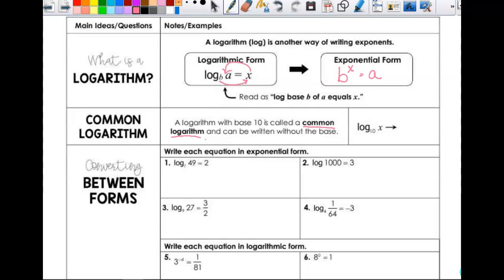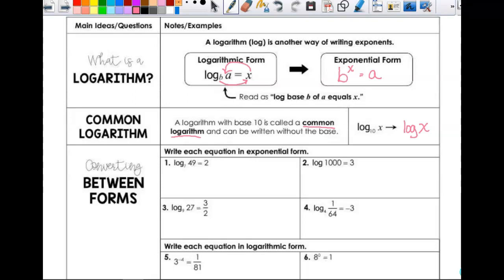So here, if you look at this one, you have log base 7 of 49. So here, log base 10 of x is really just log of x. You leave the 10 off. It's kind of like having a 1 in front of a variable. You just know that it's there. Okay, so you would know that that's log base 10. Okay, we okay with that? Questions we got? All right, so let's convert.